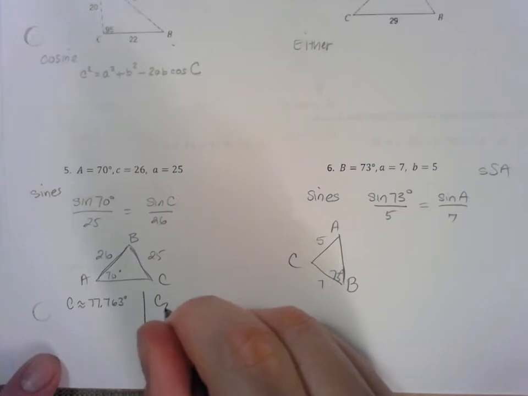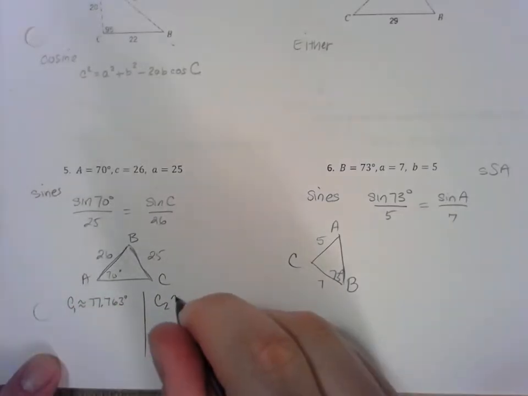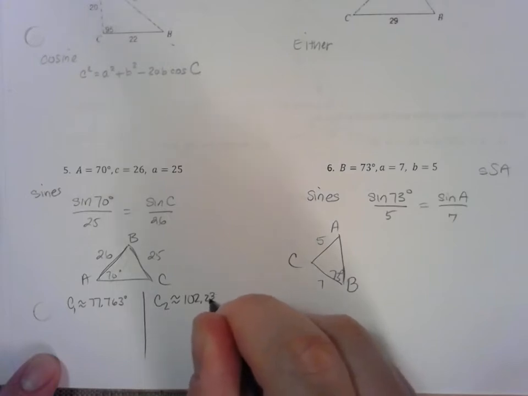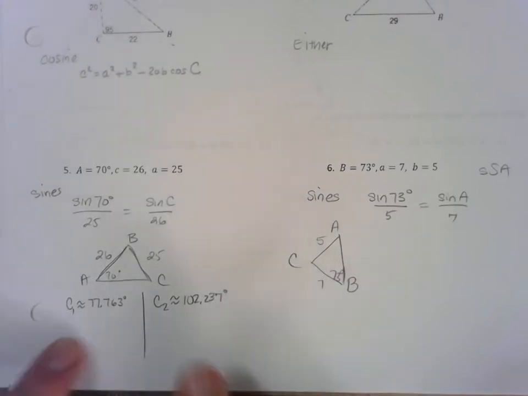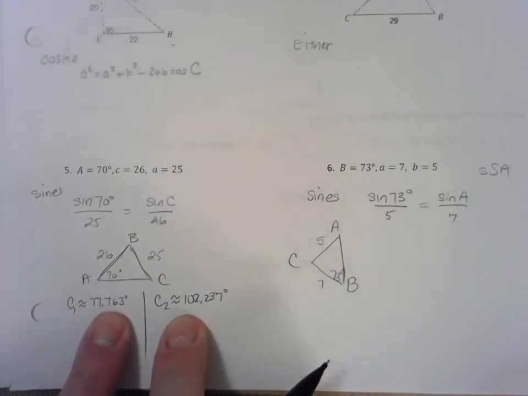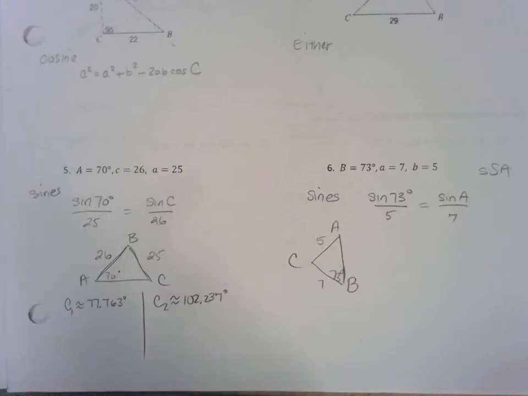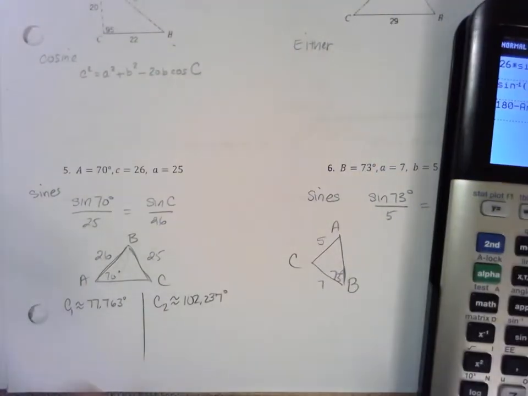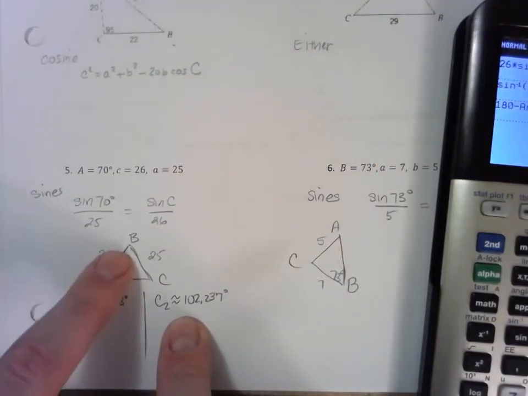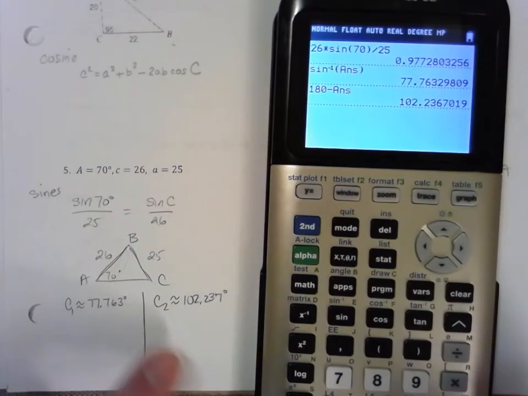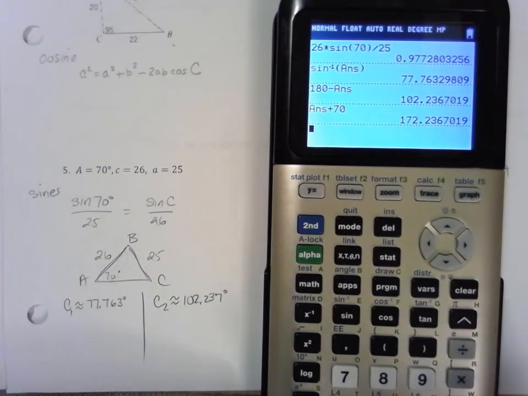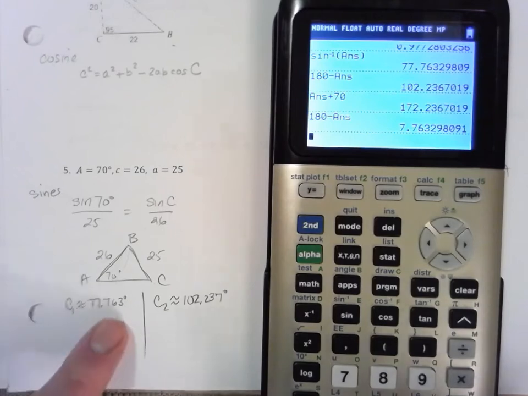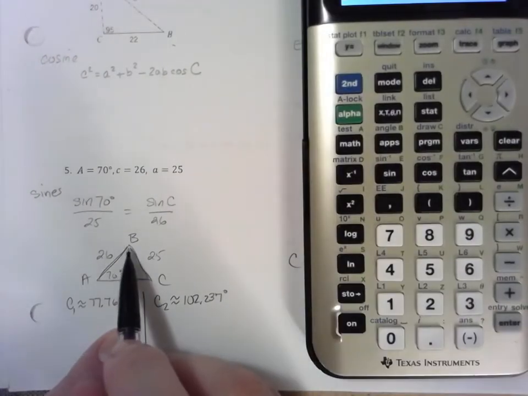So we're going to say C1 and C2. C2 is 102.237 degrees, the supplement of this. Alright, since I have this value in my calculator right now, why don't I find the measure of angle B? Let's add 70, and then let's subtract this answer from 180 degrees. That gives me the measure of angle B.